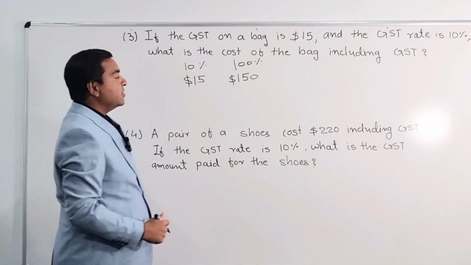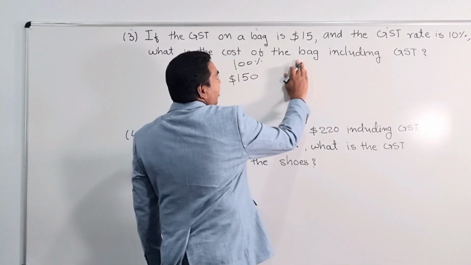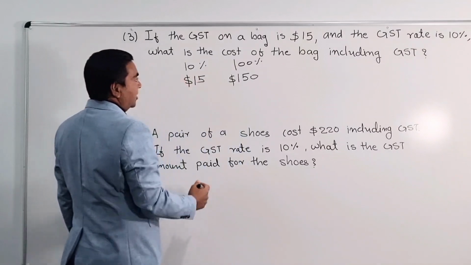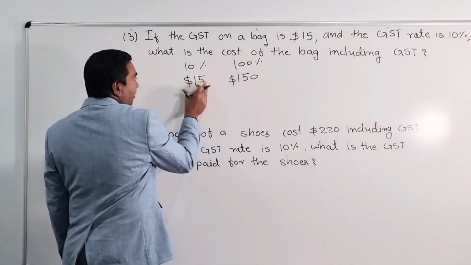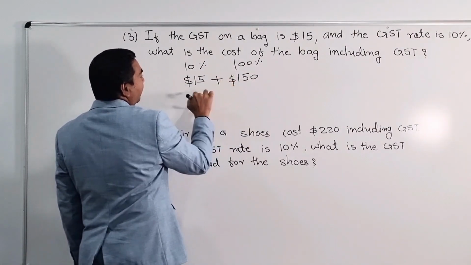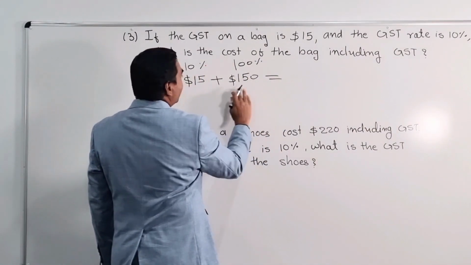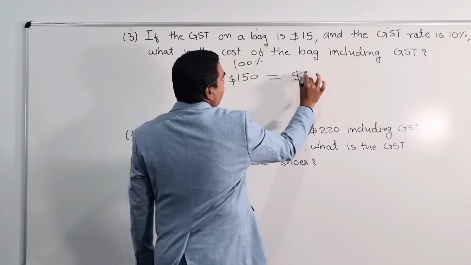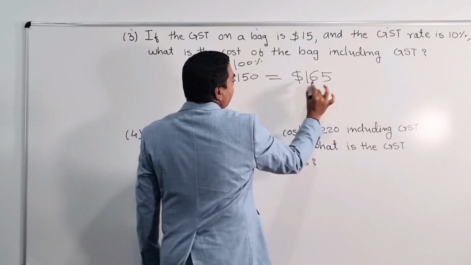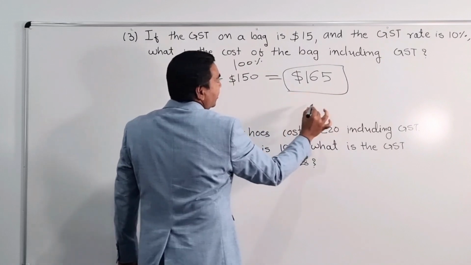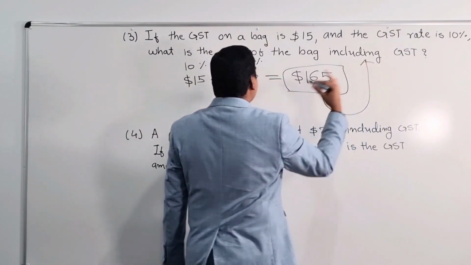And they are asking us for the value of the bag including GST. So we want the original price plus GST. We're going to add both of them: $15 plus $150 is $165, which is the price including GST. That's what they're asking for.